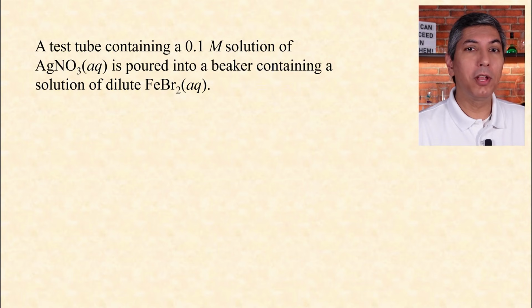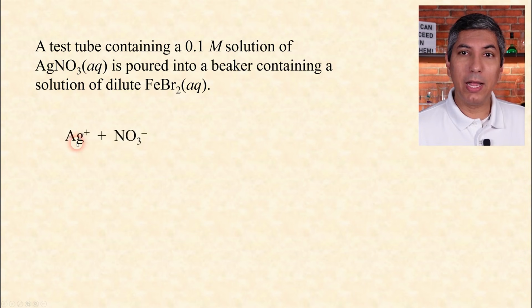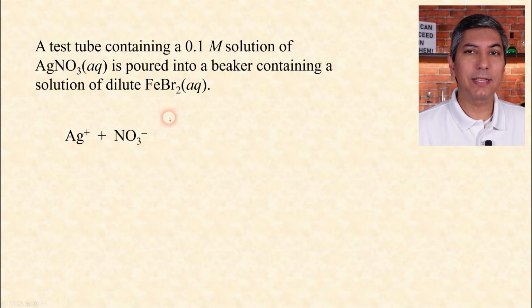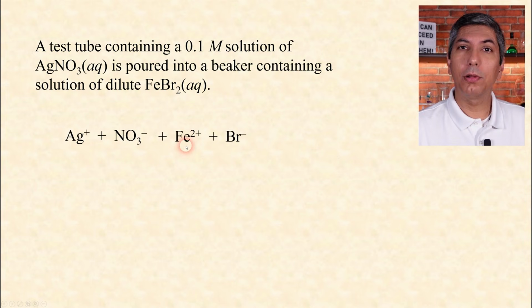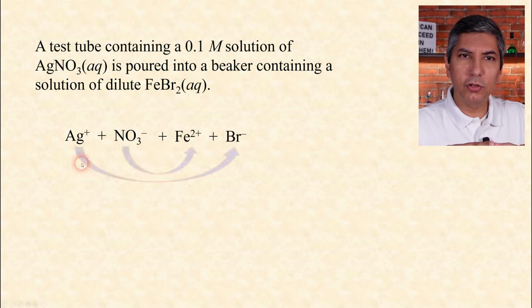So imagine a test tube containing a 0.1 molar solution of silver nitrate poured into a beaker containing a solution of dilute iron 2 bromide. Well, we know ionic compounds in solution actually exist in ion form. So AgNO3 is written as silver ions and nitrate ions. Iron 2 bromide is also in solution, so it also exists in its ion form, iron 2 plus and bromide ions. The ions try to switch partners.